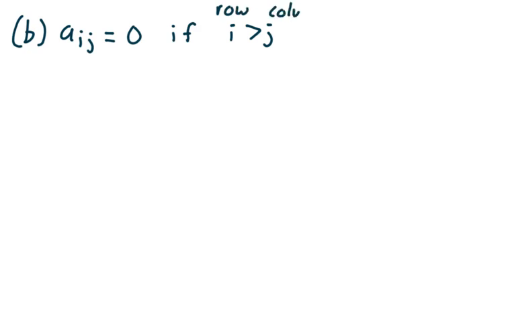Let's take a look at part B. This one's interesting. Now, in this one, I'm going to say Aij equals 0 if i is bigger than j. So in other words, we're saying the row is bigger than the column, so to speak. Now, let's check this out. And we'll call it A again, new matrix, right?